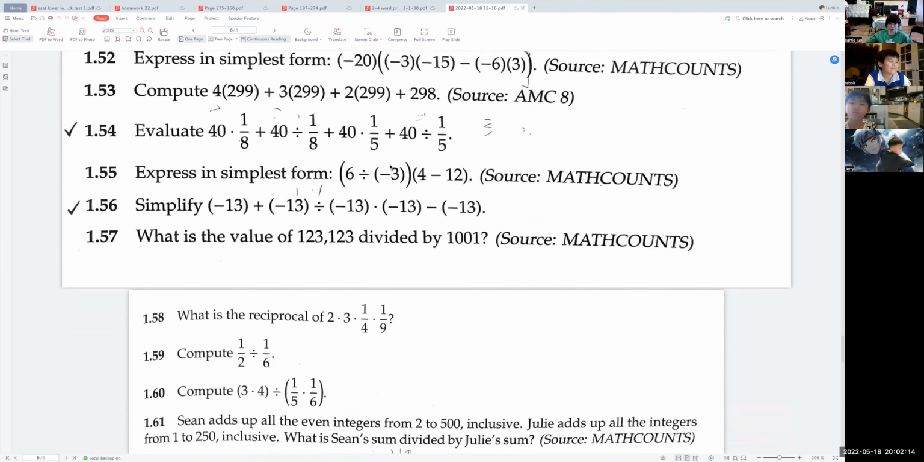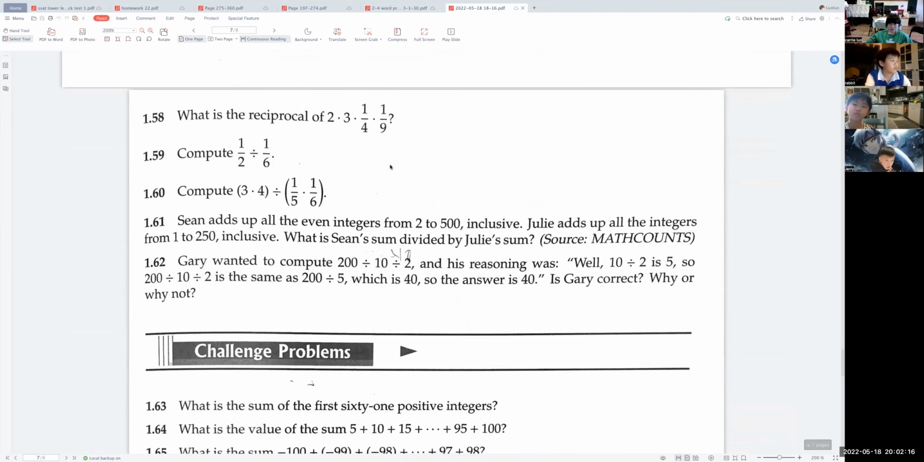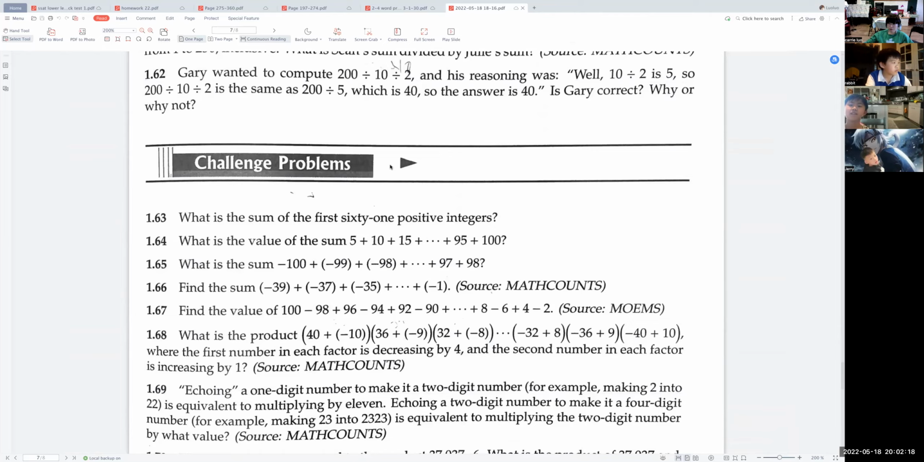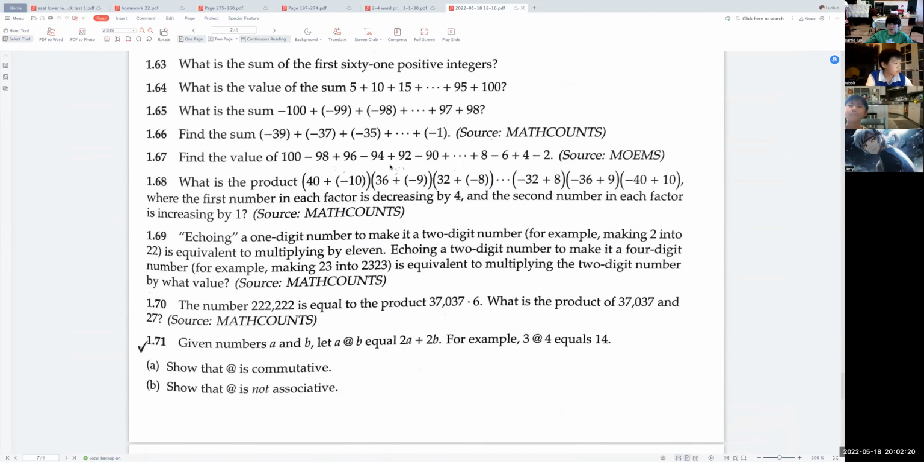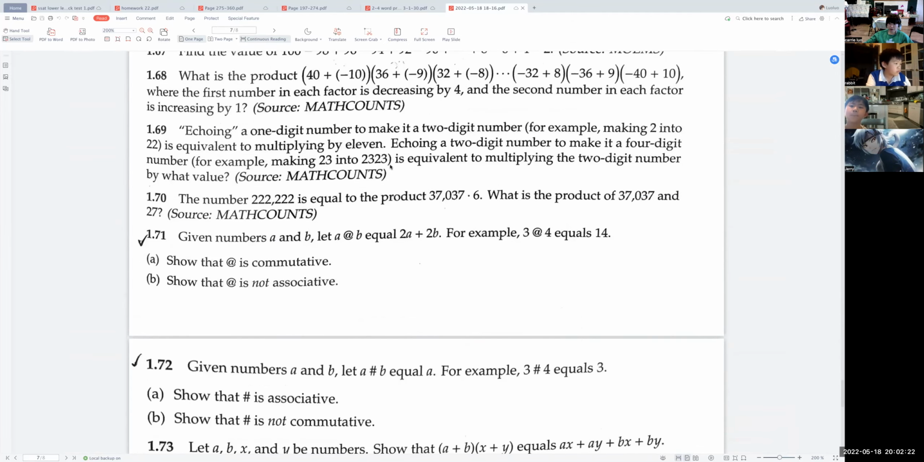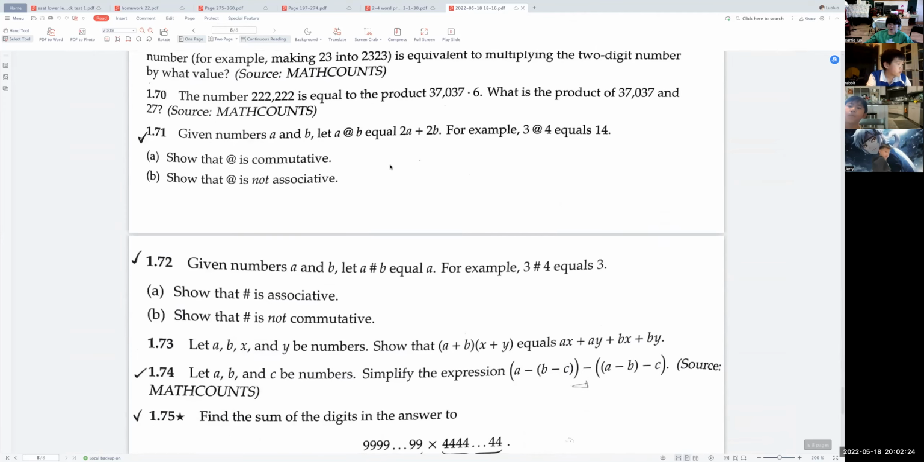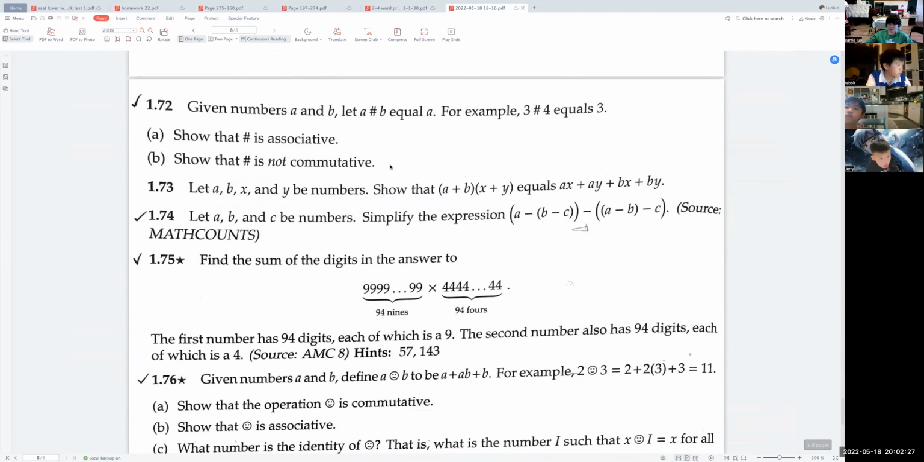We have finished the first part. The second part is challenge problems. Okay, be careful, especially with the questions that have the check mark. That means very easy to make mistakes.